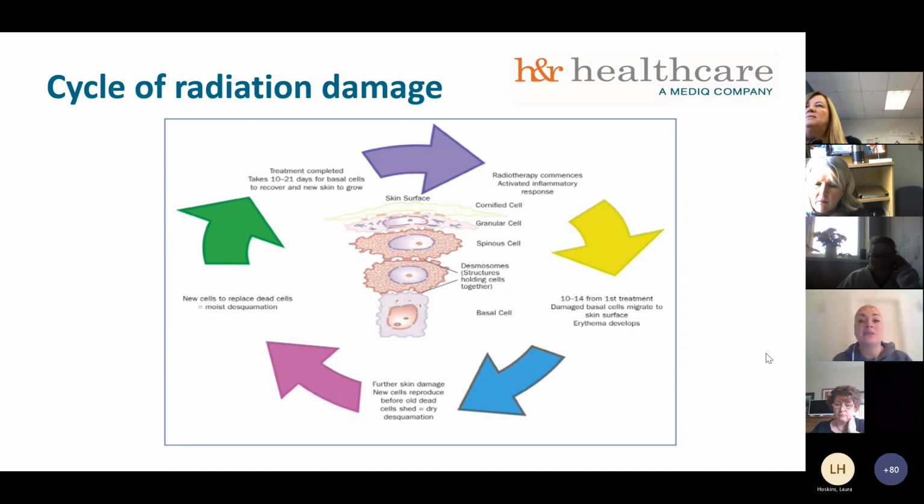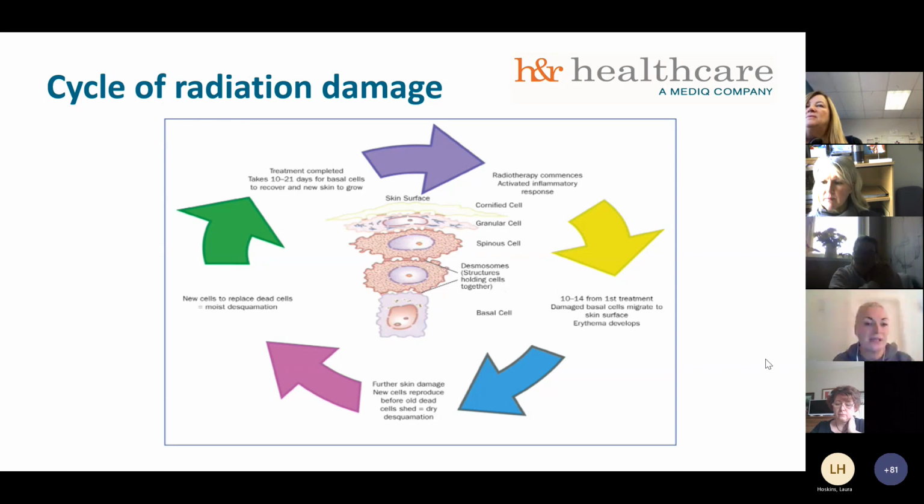Obviously, we will continue to expose these cells in the skin to the radiation as we're continuing to treat the patients. And as you can see, round at the bottom, we're still treating. The damaged basal cells are trying to repair themselves. We're trying to get nice, healthy, good cells that are migrating up, but we're treating at a faster rate than the basal cells can regenerate and migrate up. So then you'll see that further skin damage change.